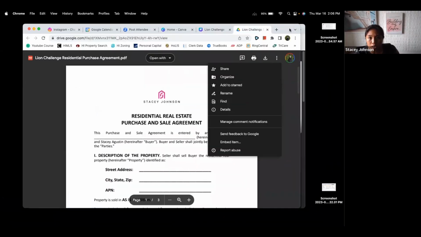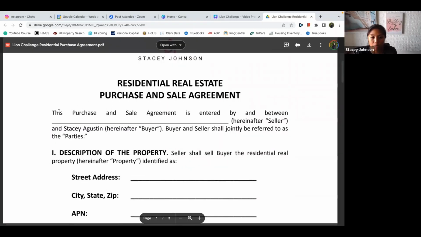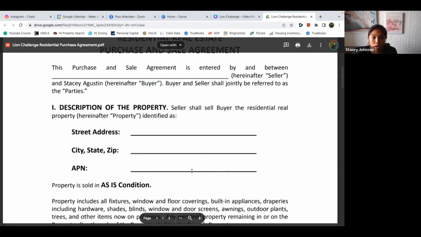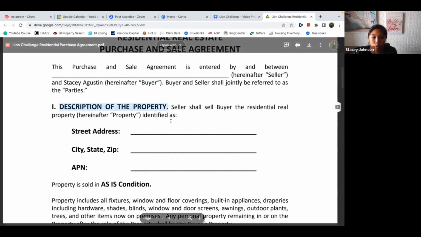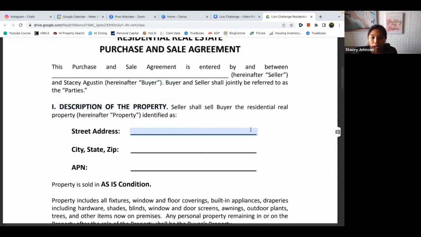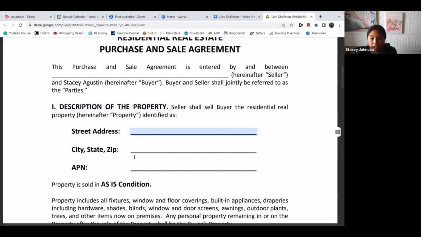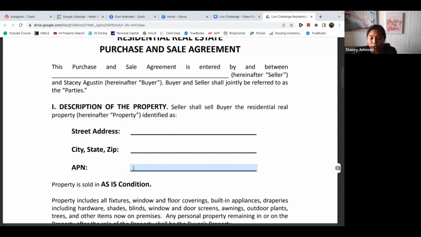So here is the exact purchase and sale agreement that we use. This residential real estate purchase and sale agreement is between you, Mr. Seller, and Stacy Augustin here as buyer, and we are both in this agreement. So section number 1 is the description of the property. Seller shall sell buyer the residential real property identified as, you'll go ahead and put the street address here. You'll say 123 Main Street in Ewa Beach, Hawaii 96706. This is your TMK or your APN, which I just pulled directly from the tax records.